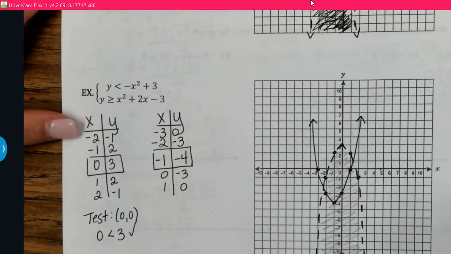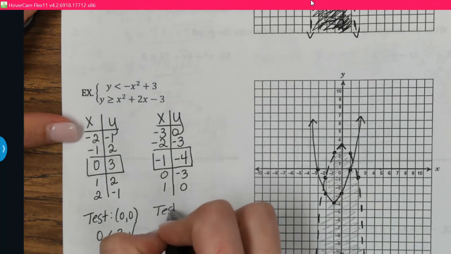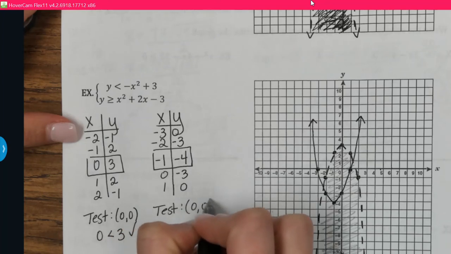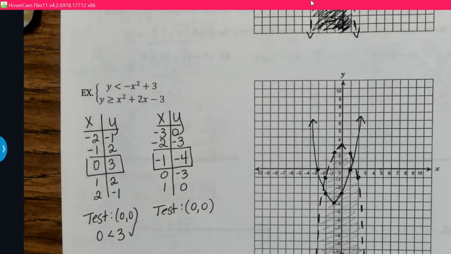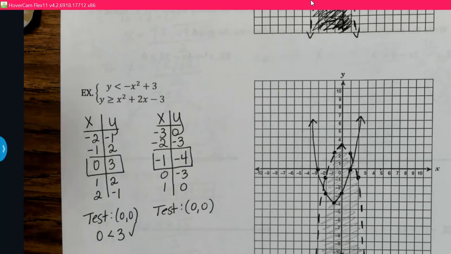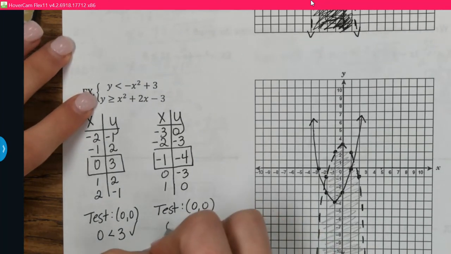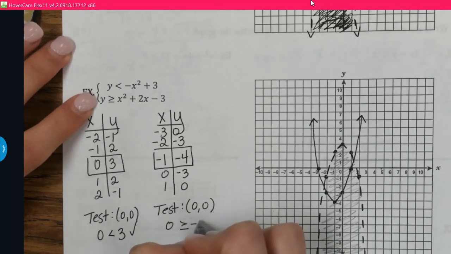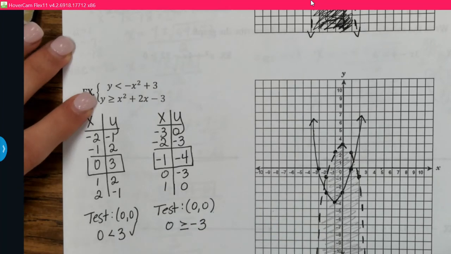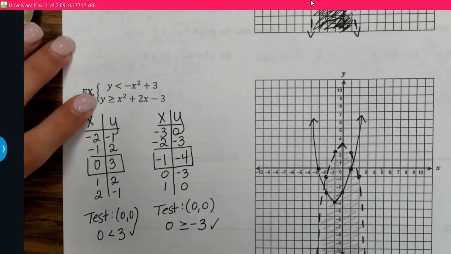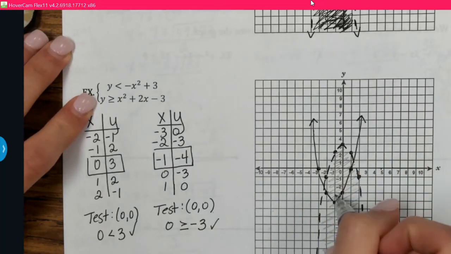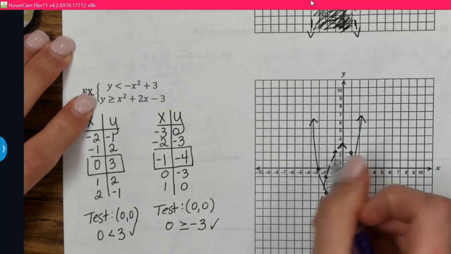And I can still use 0, 0. The only time you don't use 0, 0 is if that happens to be a point on the graph. So then for my second inequality, 0 will be greater than or equal to negative 3. Is that true? Yes. So I would shade where that 0, 0 is again. So that is also on the inside of this parabola.